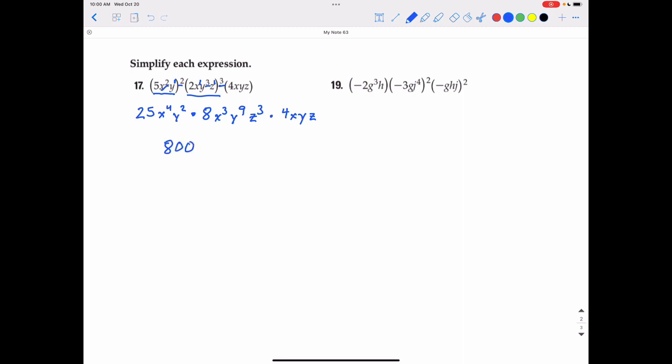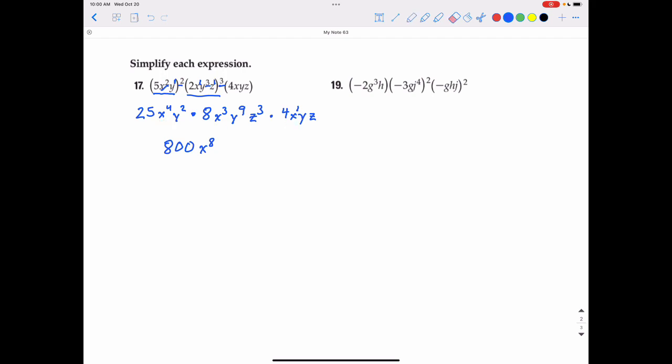When we multiply x to the 4th, x to the 3rd, and x, they all have their own exponents. So we are not multiplying on this part. We are adding the exponents because they all have their own bases. So x to the 4th, x to the 3rd, and x to the 1st would be x to the 8th because 4 plus 3 plus 1 is 8.